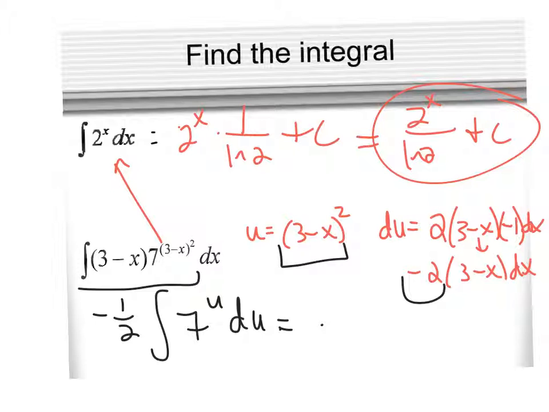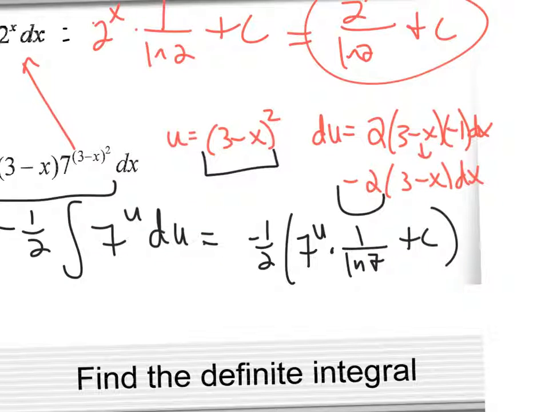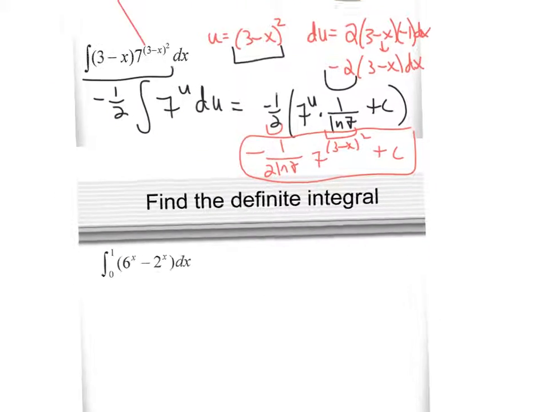And then now we know the integral is negative 1/2 times 7 to the u times 1 over the ln of 7 plus c. And then you just want to plug back in. So I rewrote it so it's a little bit nicer looking. I wrote it as negative 1 over 2 ln of 7, so I combined the 2 and the ln of 7, times 7 to the, now u is 3 minus x squared, plus c. If you're still having trouble with u substitution, please come and see me, because it's like a forever thing that you got to know how to do.